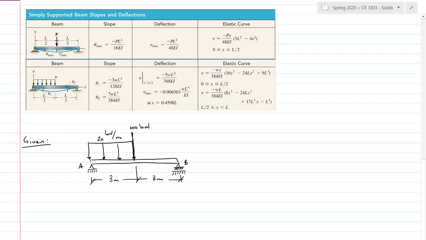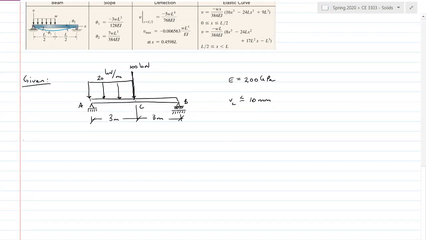We are also told that the material is made out of steel and VC must be less than or equal to 10 millimeters, where C is in the middle, once again, just like the last one. I want to find the required moment of inertia.